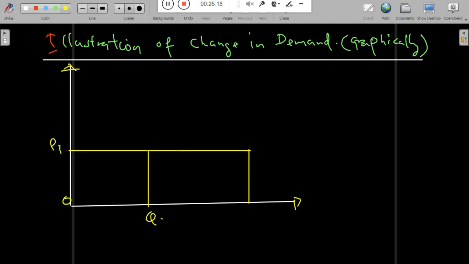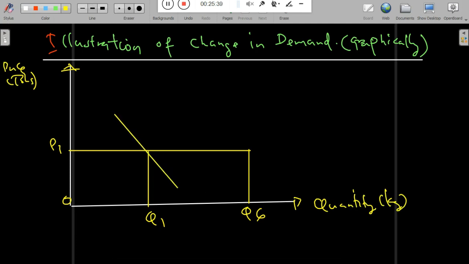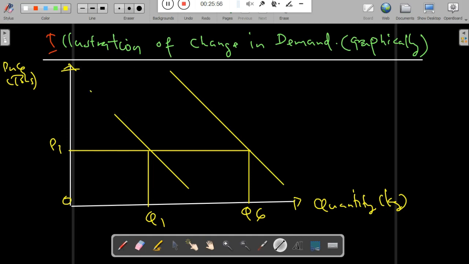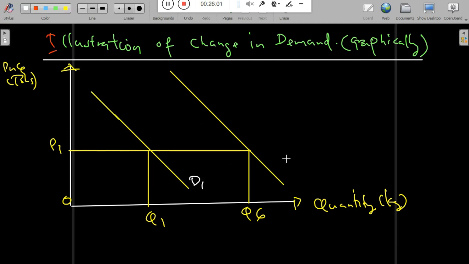Let's look at this illustrative diagram of how we draw a change in demand. We have the price level on the left-hand side, in Tanzania shillings, and on the x-axis the quantity in kilograms. When you sketch it, you can observe that P1, the price, remains constant, but the demand curve shifts from Q1 to Q6. So the demand curve shifts from D1 to D2.